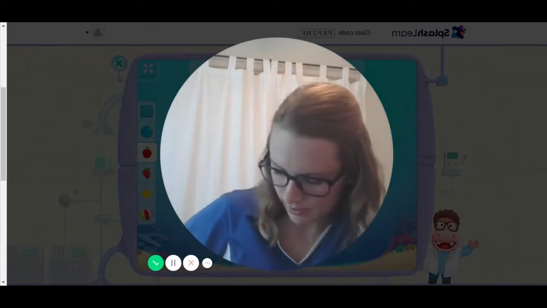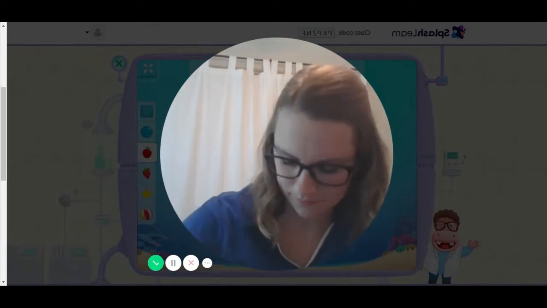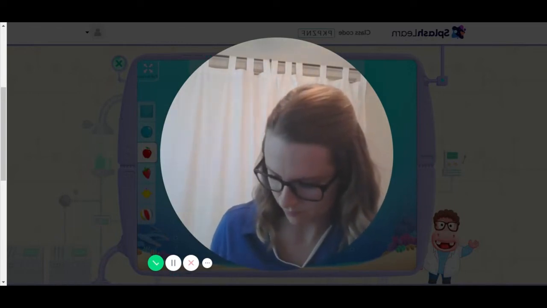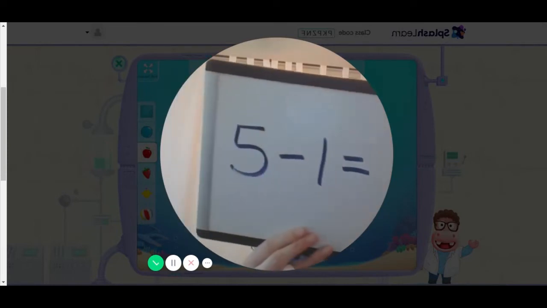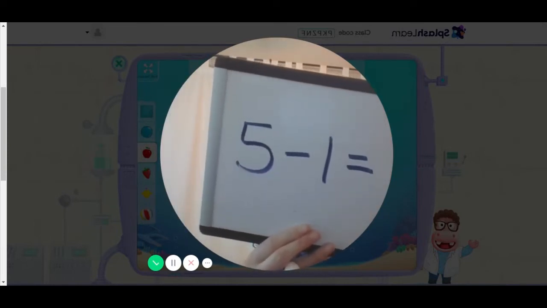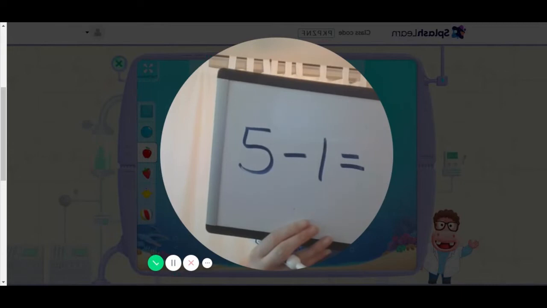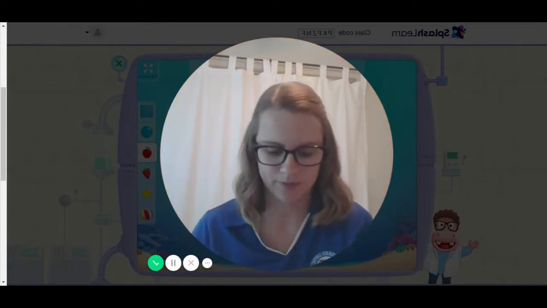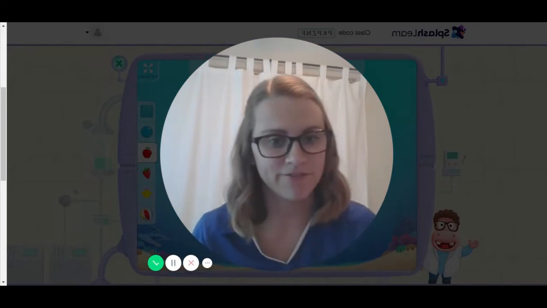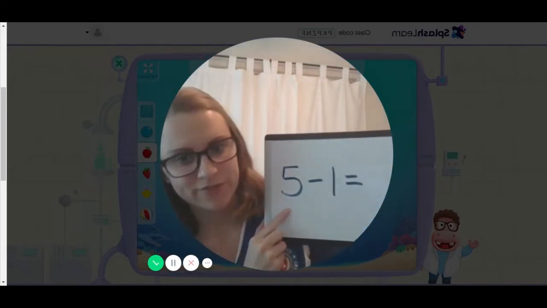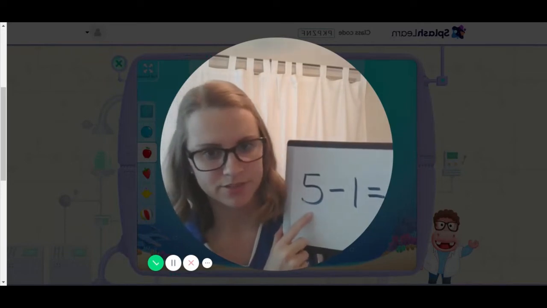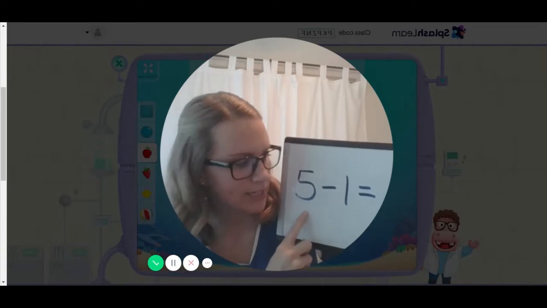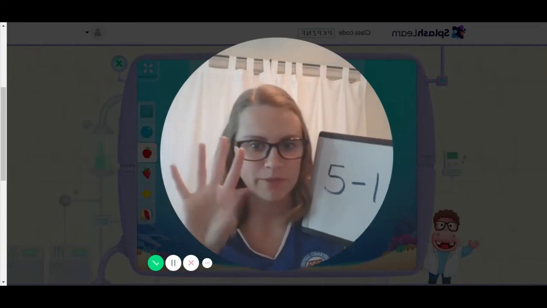All right, here is our next math problem. Our next problem is 5 minus 1 equals what? What is 5 minus 1? So I only need 5 fingers up, right? I don't need 10 fingers up because it's only asking for 5. It's just like my objects, I'd be using 5 objects right now. But in this case, I'm only going to use 5 fingers. These are going to be my objects.